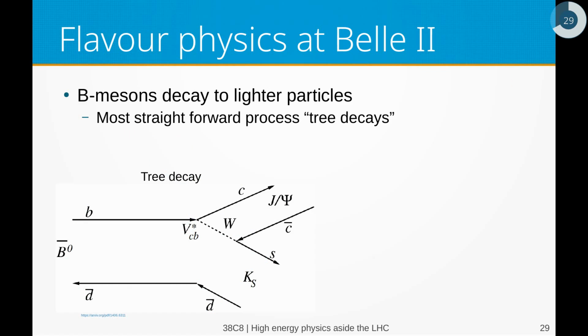Now, what is the actual flavor physics in Belle II? B mesons, like the other mesons, usually decay to lighter particles. And the most straightforward process that we have is the so-called tree decay. Why a tree decay? Well, because this part looks like a tree.